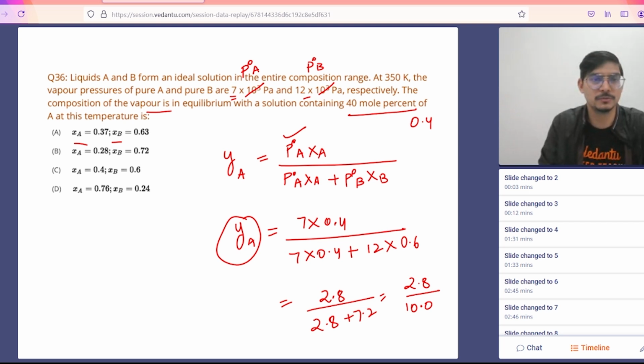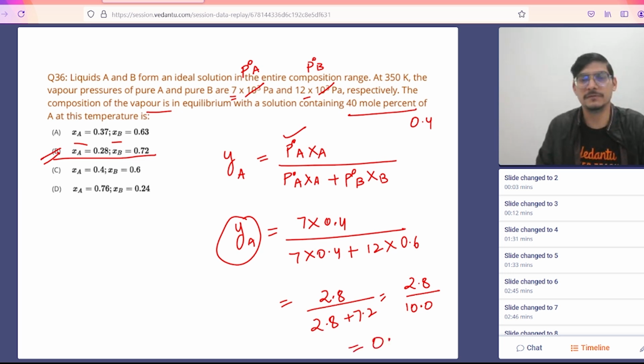So yes, that brings us to the correct answer, this one, right? Because the mole fraction of A in the vapor phase is 0.28, obviously the mole fraction of B would be 1 minus 0.28, which is 0.72.